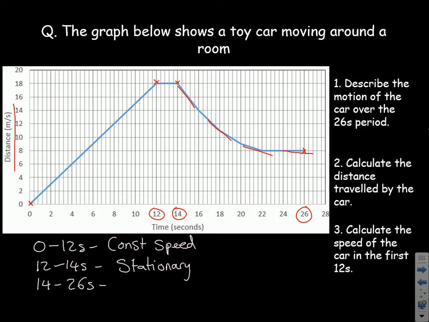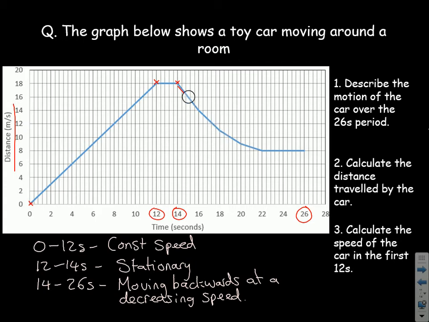So I would say that this object is moving backwards at a decreasing speed, or it is decelerating in the opposite direction. Okay then. Number 2, calculate the distance travelled by the car. Relatively straightforward. Let's just get rid of this.